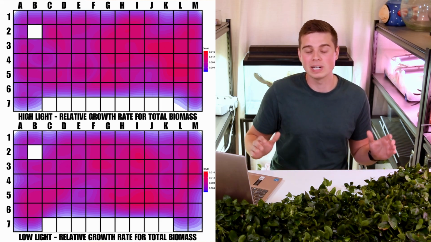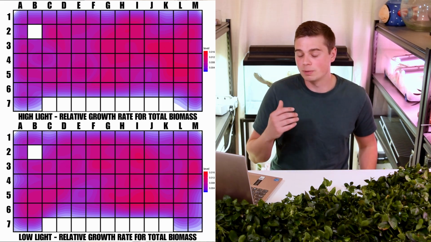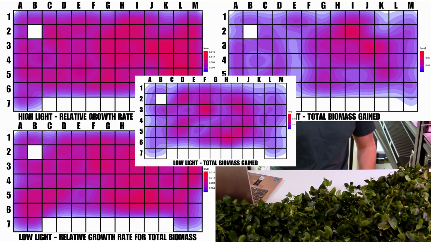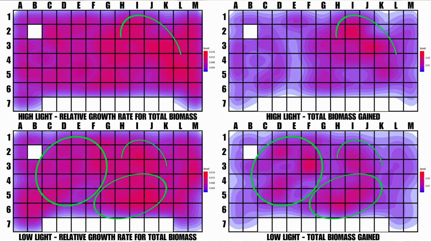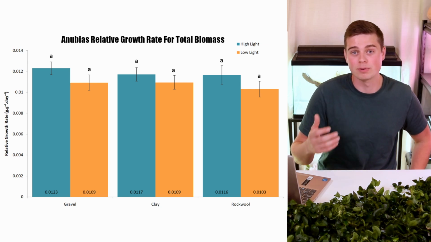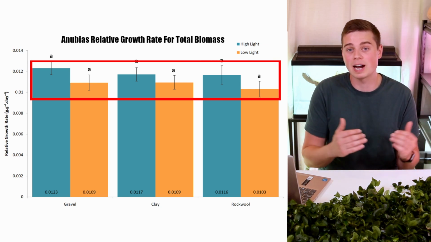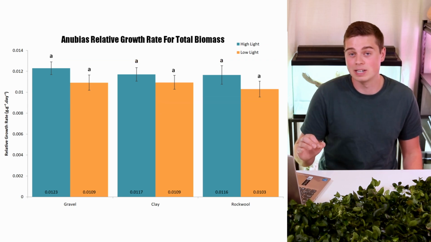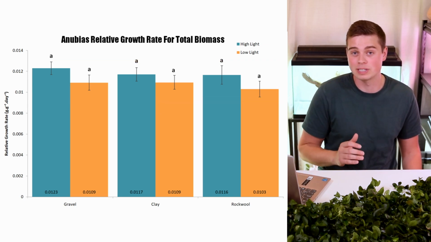things look a lot more evenly distributed, which to me tells me that maybe some of the hotspots that we saw in the total biomass heat map were actually due to those plants having a higher starting weight compared to some of the other plants. And next, when we compare the averages for the relative growth rate for total biomass, we can see things actually seem to be a little bit more even, and again, we don't have any statistical differences across any of our 6 treatments.